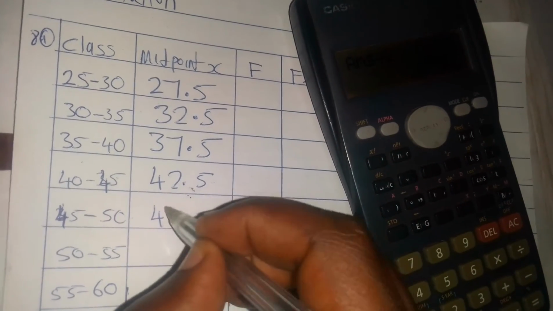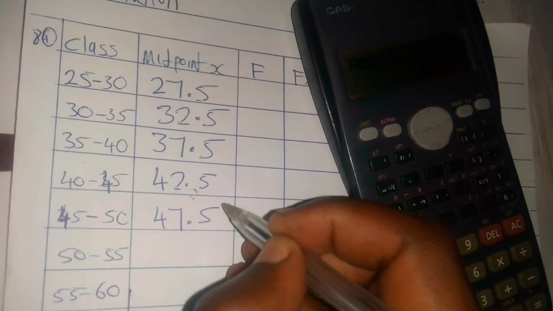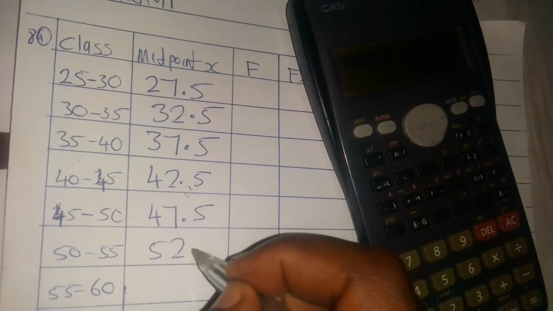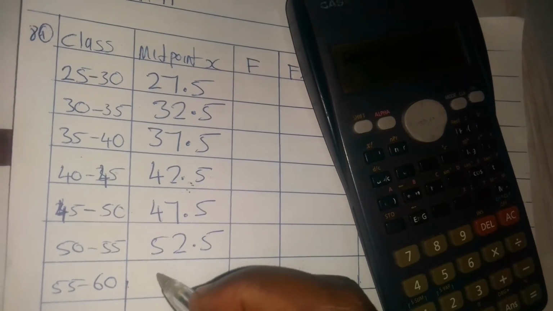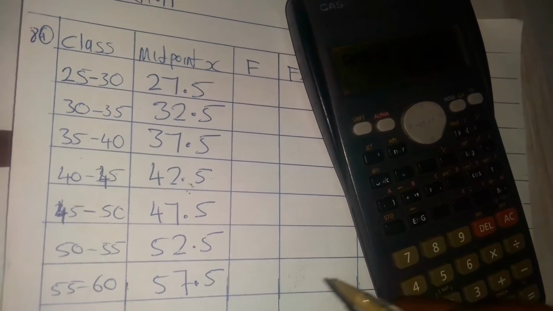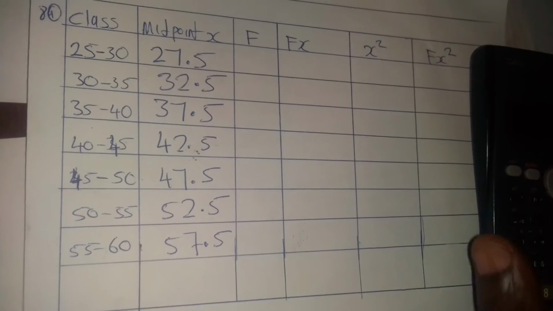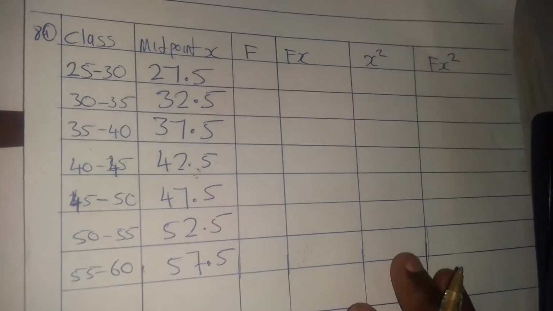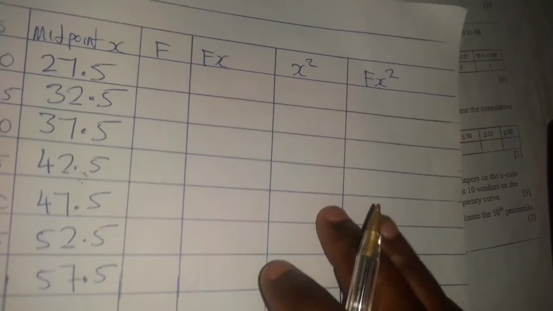Here you should be able to get 37.5. Here, 52.5. And here, 57.5. Okay, these are the answers I'm expecting from where I've showed you the first box how to do it.